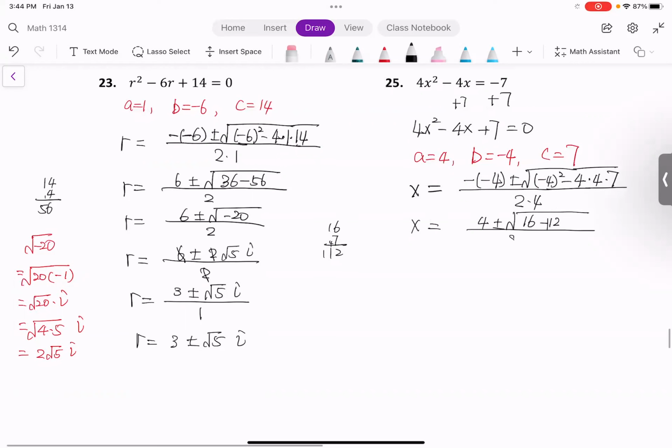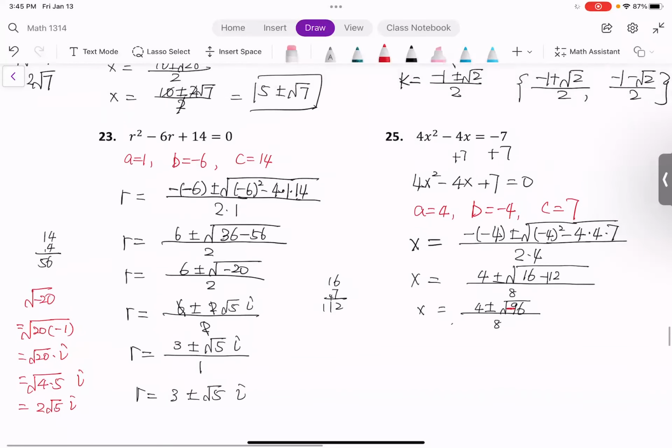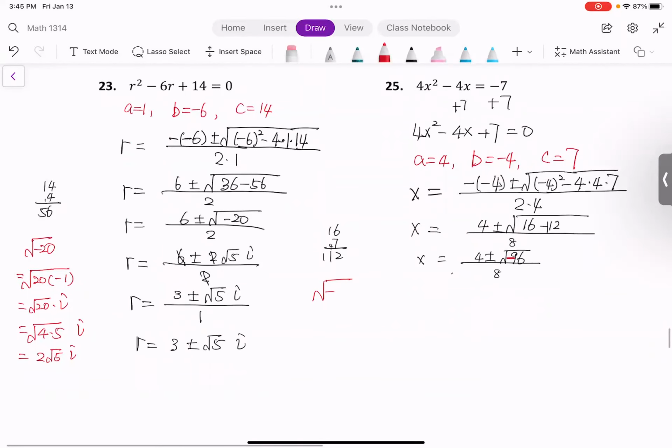112 over 8. So x equals 4 plus or minus the square root of 16 minus 112, that is -96, over 8. Can we simplify the square root of -96? Oh, don't forget, is it positive or negative? Negative, because 16 is smaller. Okay, don't make the same mistake. Let's simplify the square root of negative 96.